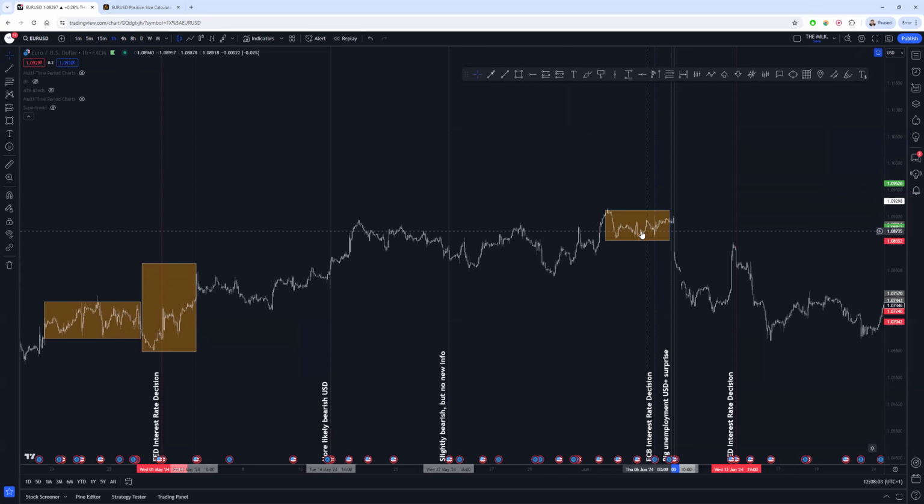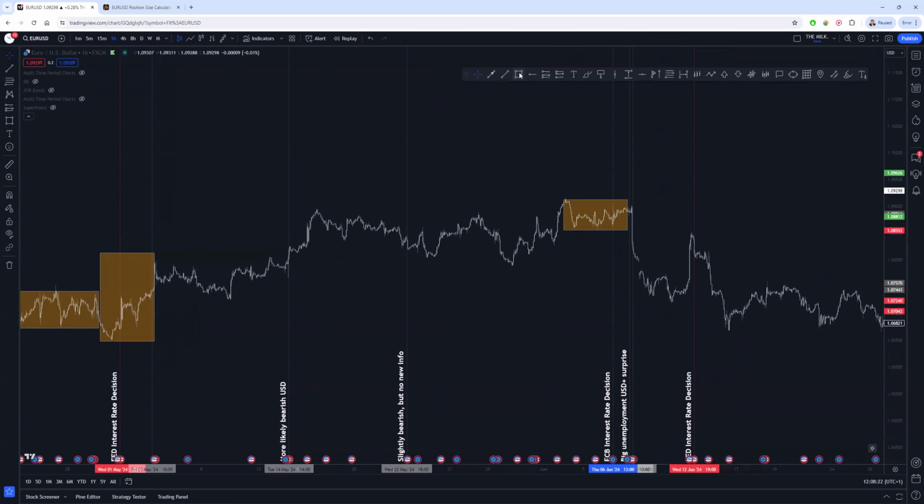Because if this was all as expected, you can see the market's reaction in price to the European Central Bank or the ECB's interest rate decision. Now, if that really didn't have much of a reaction, then sometimes it just takes one more thing, one more catalyst that will create a big reaction in price.